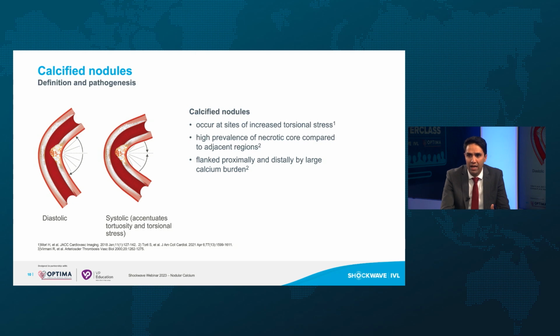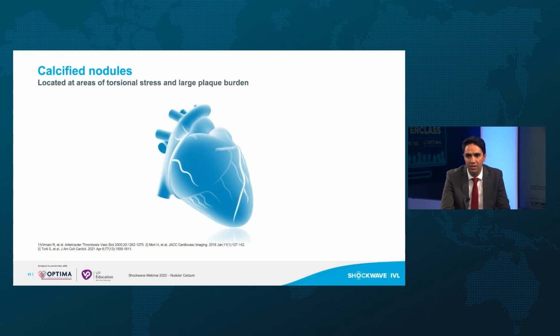And as evidenced by this, they're flanked proximally and distally by large calcium burdens. So generally, you have about 4 times the magnitude of calcification in and around calcified nodules. So it exists within a large segment of calcification. So what do we know?